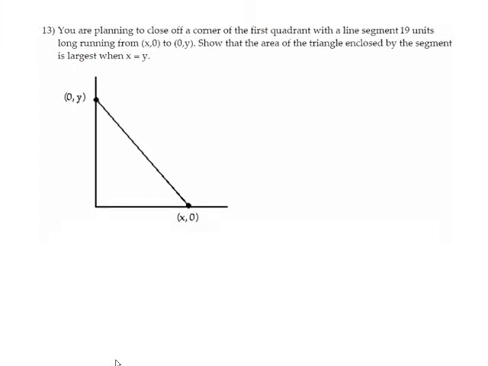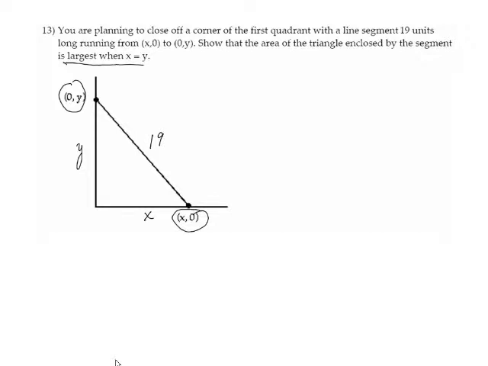In problem 13, we have a line segment that's going to be the hypotenuse of a right triangle that's 19 units long, and it runs from x and 0, which would make this dimension x, to the point 0 and y, which would make this dimension y. And we want to show that the area of the triangle enclosed by this segment is largest when x equals y.